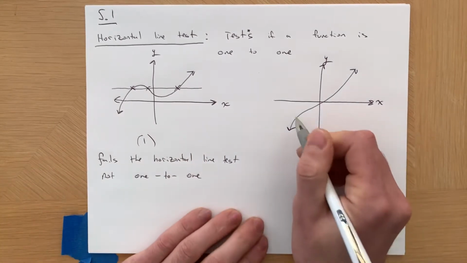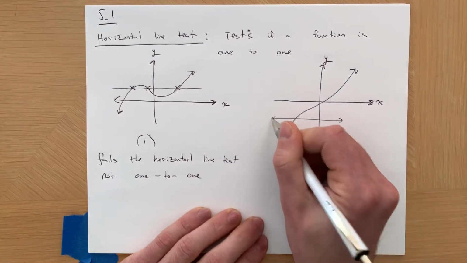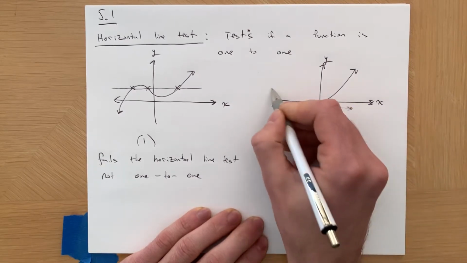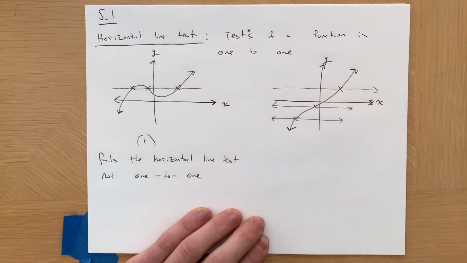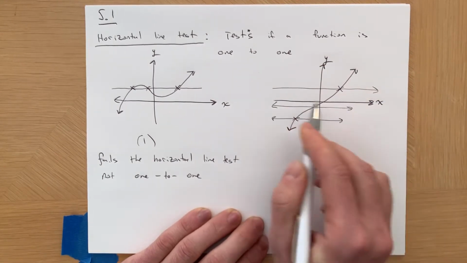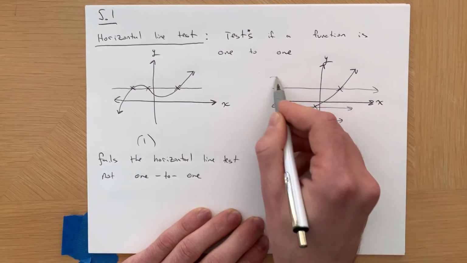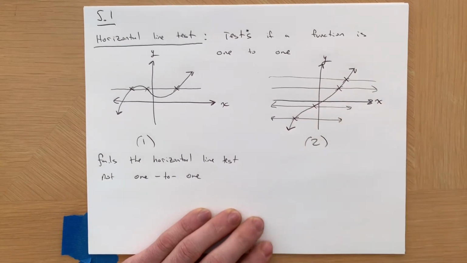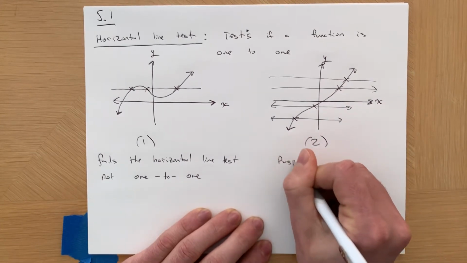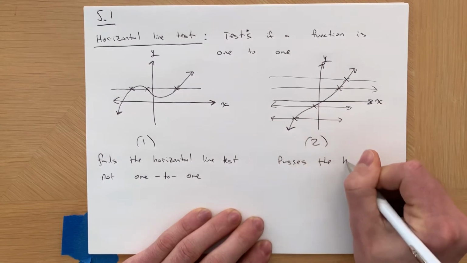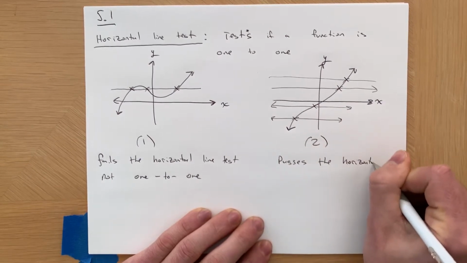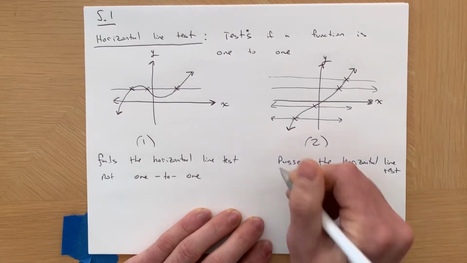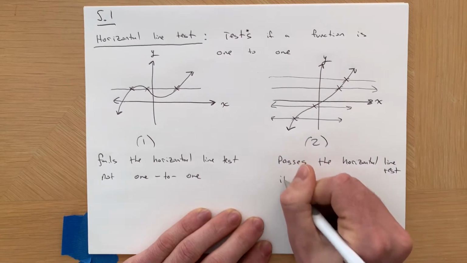See with this example over here, wherever we draw horizontal lines, it only touches the graph once. If we draw a horizontal line right here, it only touches the graph once. If we draw another horizontal line, it only touches the graph once. And that happens for every single horizontal line. We're never going to touch the graph in more than one spot. You draw one up here, again, only touch it in one spot. So just call this graph number 2. So graph number 2 passes the horizontal line test. And since it passes the test, we say it is one-to-one.